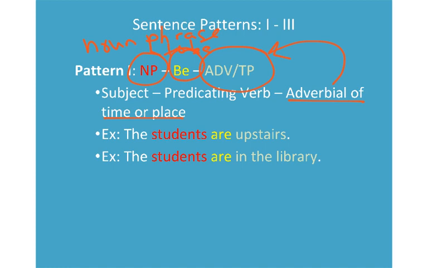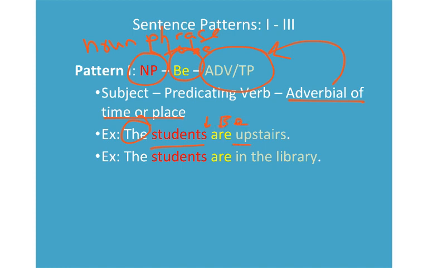So for example, the students. The students is a noun phrase. It starts with an article, and then I've got a noun. And we've changed the form of the noun so that it's plural. The students are, is our to be verb.